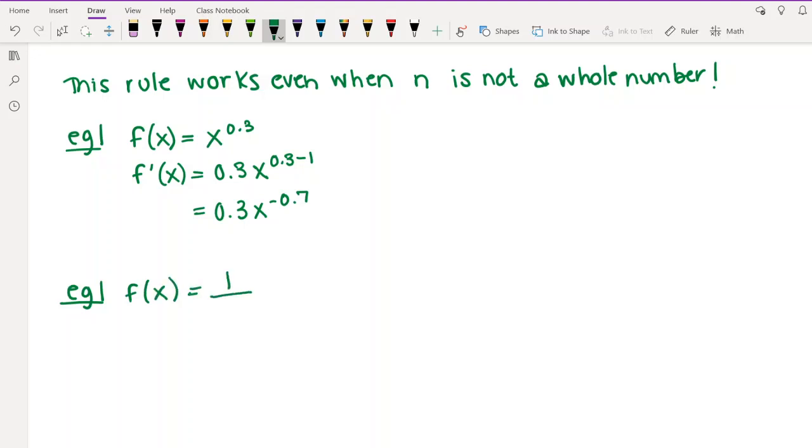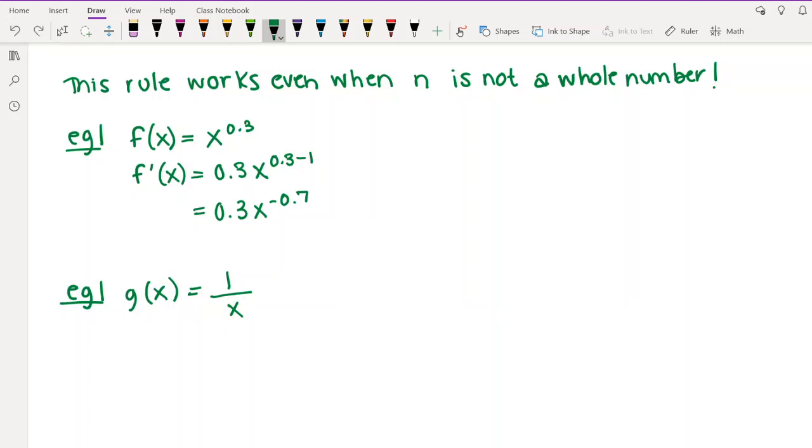So let's say that we have, maybe let me call the function something else, let's call it g of x. Let's say g of x is equal to 1 over x. You can use the power rule on this. But to be clear, and we'll get to this later, you could not just go in and take the derivative of the x part by itself.